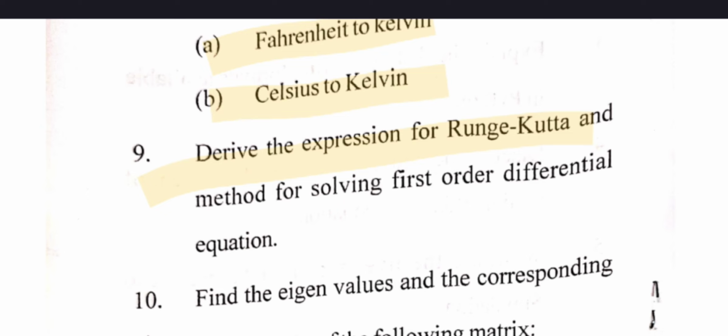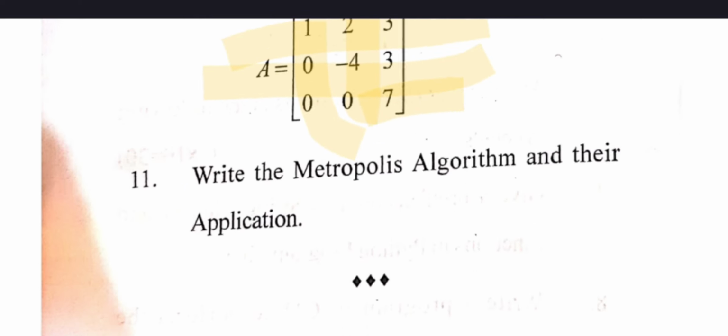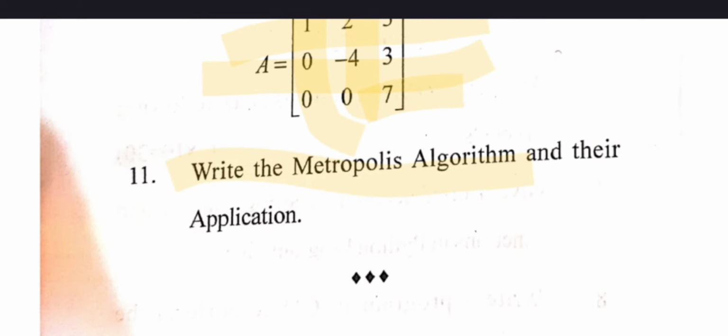Derive the expression for the Runge-Kutta method for solving first order differential equation. Find the eigenvalue and the corresponding eigenvector of the following matrix: 1 0 0, 2 -4 0, 3 3 7. And next question you see, write the Metropolis algorithm and its applications.